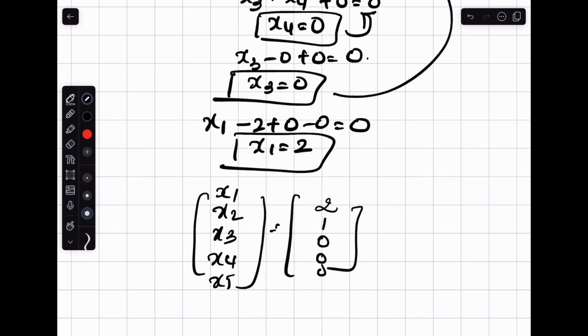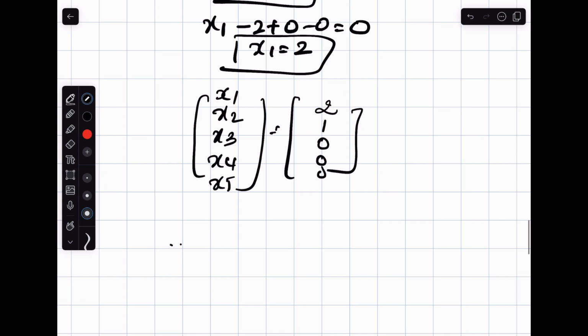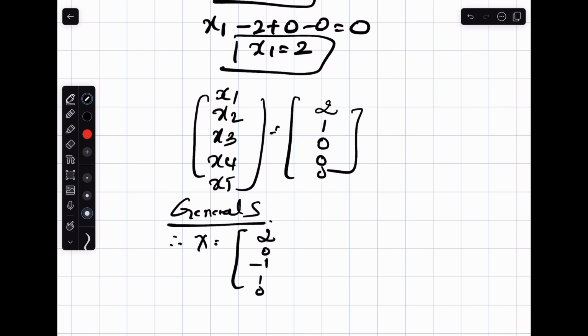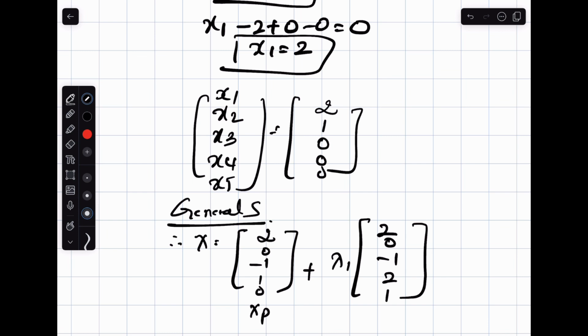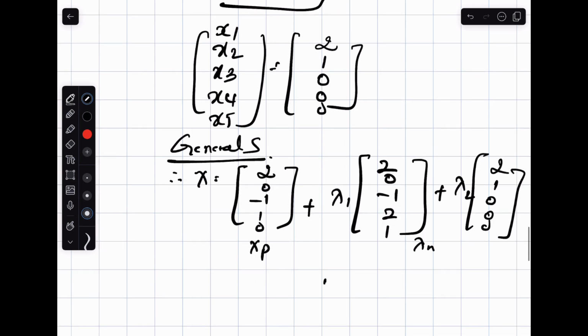Last but not the least, we have to write the general solution, which is xp plus xn, usually represented as x. So we will write the xp value first, that is 2 0 minus 1 1 0. Then lambda 1 times, okay, what is that? Yes, minus 1 2. Just write it down, you know this, right? This is very important to write. So yes, there you go, where lambda 1 and lambda 2 belong to R. So this is very important, guys.